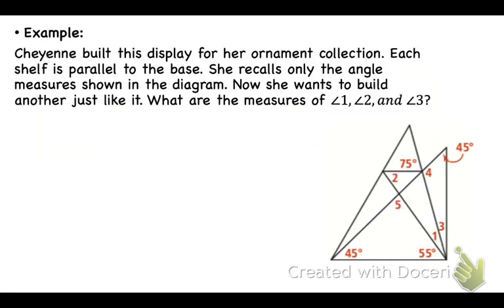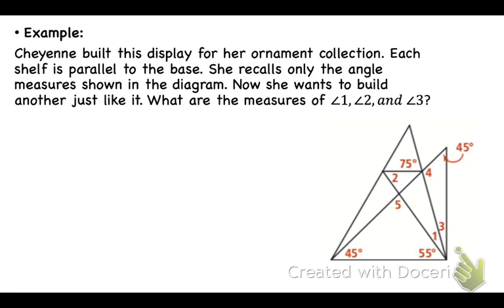Okay, you notice I didn't make you draw this picture, did I? But you are going to want to draw on it a little bit. It says Cheyenne built this display for her ornament collection. If you look in the book, it's like a shelving display, made of wood, this shape. Anybody going to build this shape? Not on purpose, right? Okay, each shelf is parallel to the base.